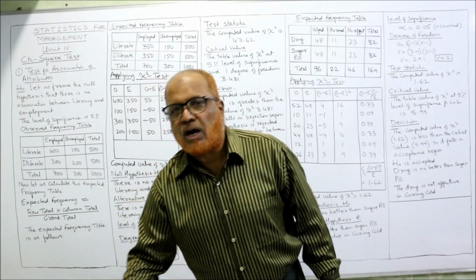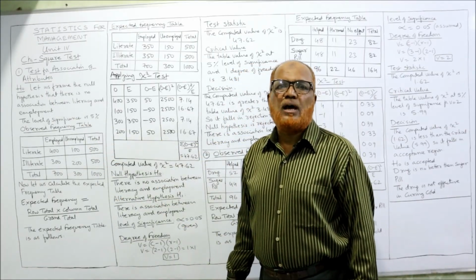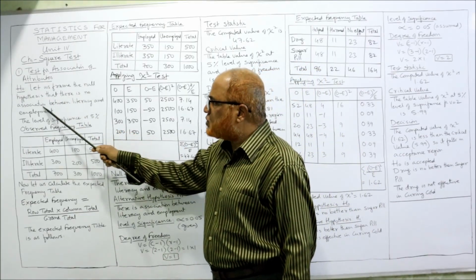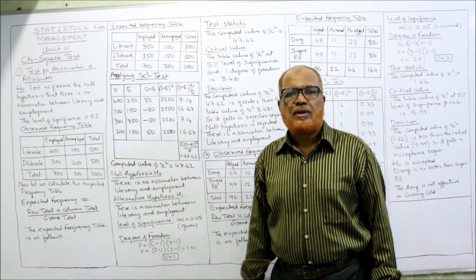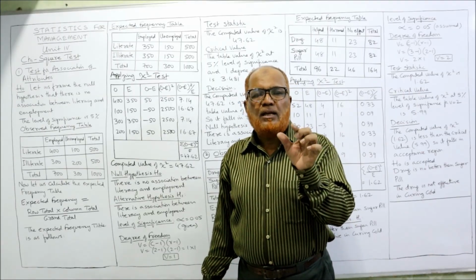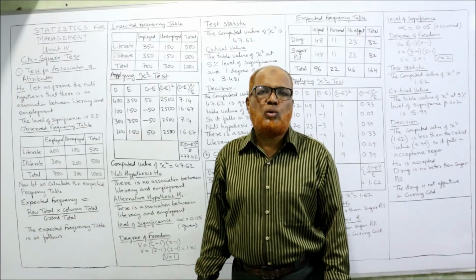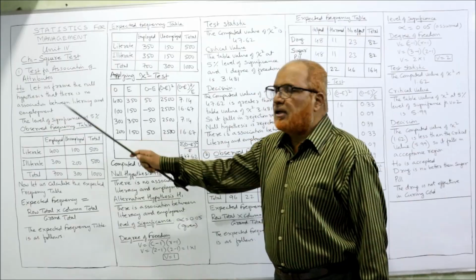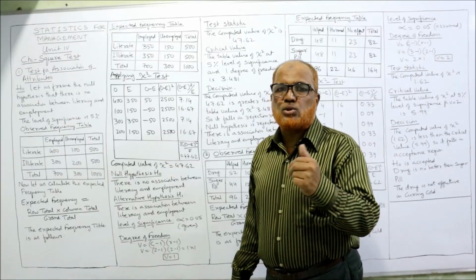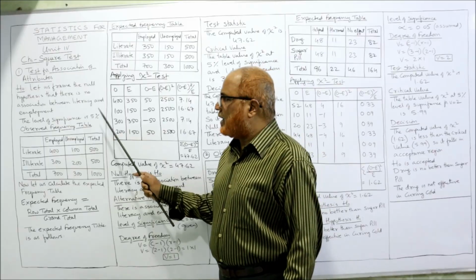So how do we proceed to answer this problem? See carefully. H0 is the symbol for null hypothesis. Let us frame the null hypothesis: there is no association between literacy and employment. Whenever we conduct a chi-square test, the null hypothesis should always be taken as no association between the two attributes. The alternative hypothesis will be the opposite: there is association between literacy and employment. Level of significance, 5%, is given.